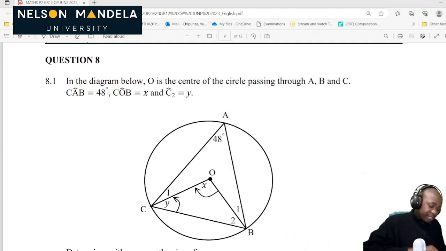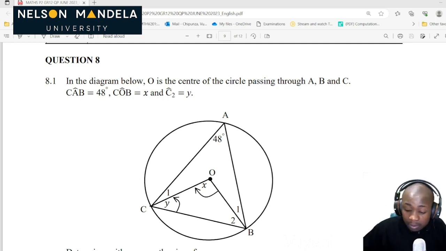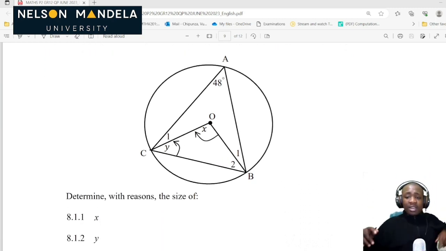So question number 8. Let's look at question number 8, guys. Now, in the diagram below, O is the center of the circle passing through A, B, C. Angle CAB is 48 degrees. Angle COB is equal to x. C2 is equal to y. Okay, great.